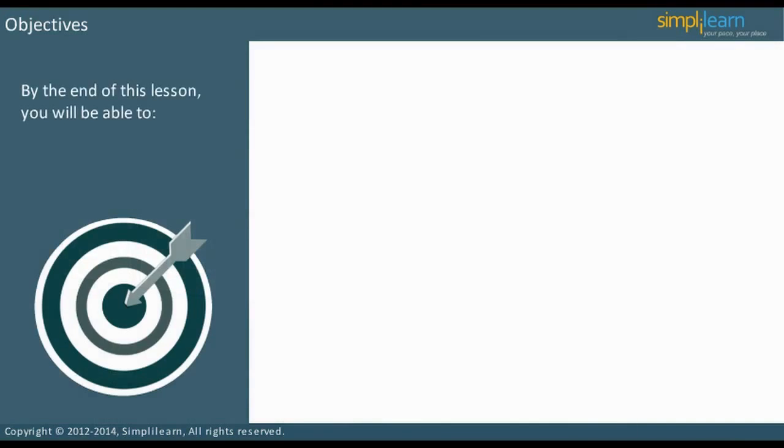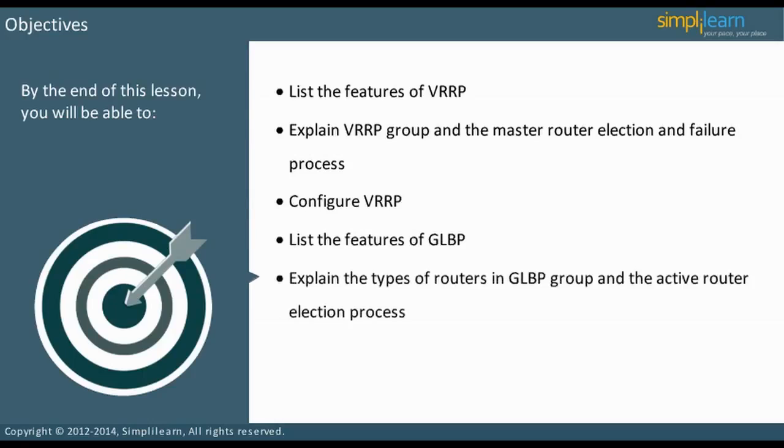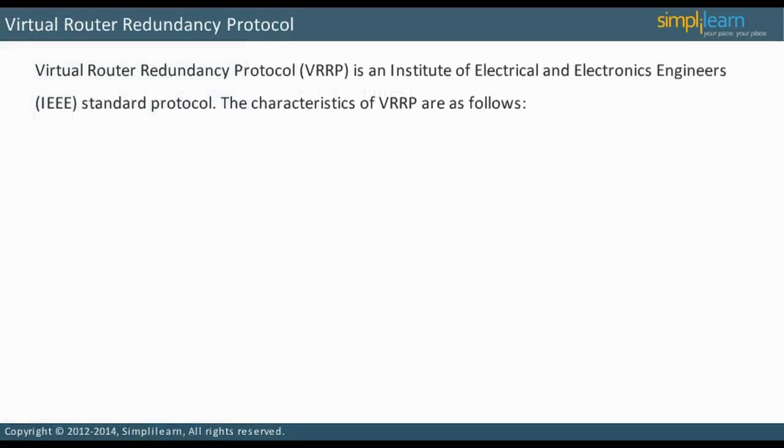By the end of this lesson, you will be able to list the features of VRRP, explain VRRP Group and the master router election and failure process, configure VRRP, list the features of GLBP, explain the types of routers in GLBP Group and the active router election process, explain GLBP load balancing and SLB. Let us begin our discussion with VRRP.